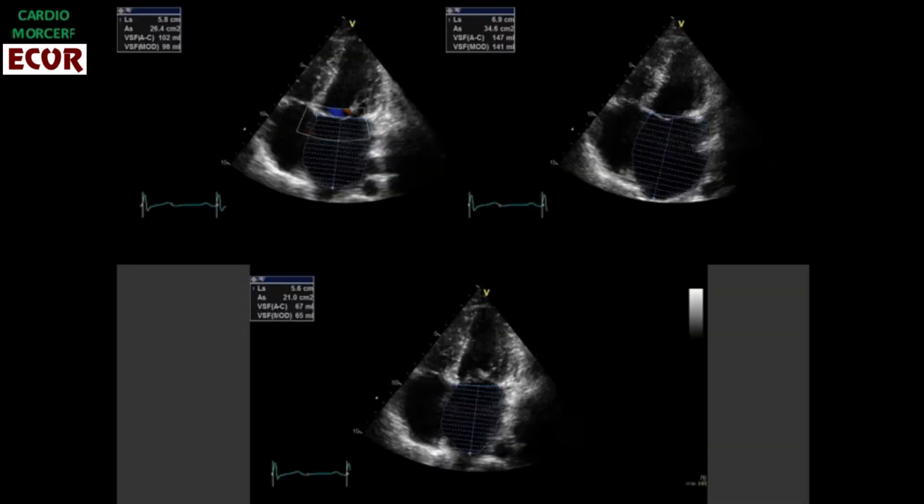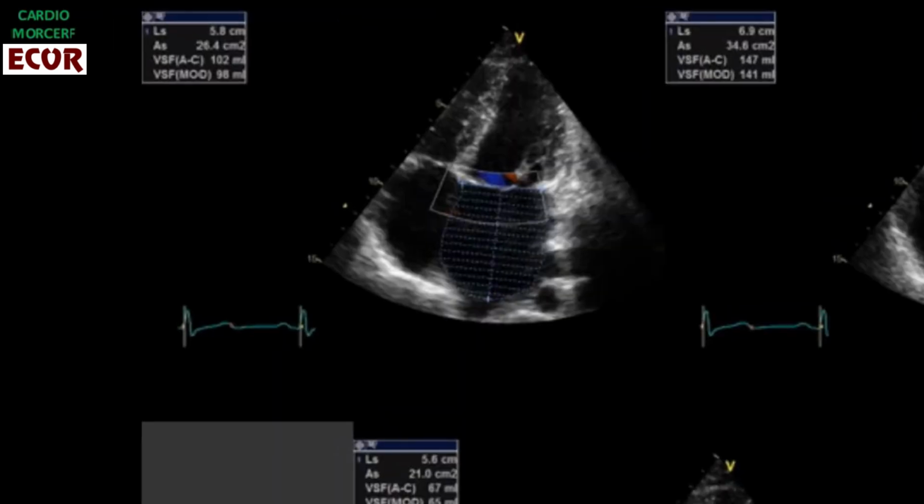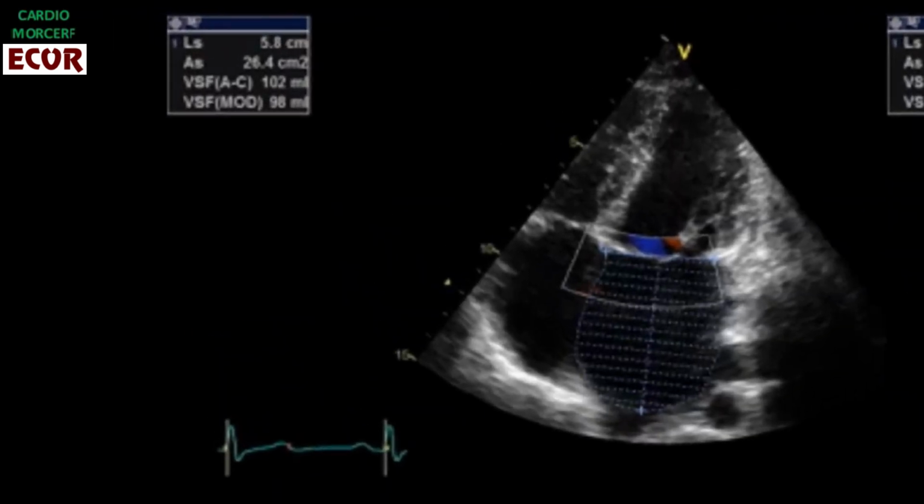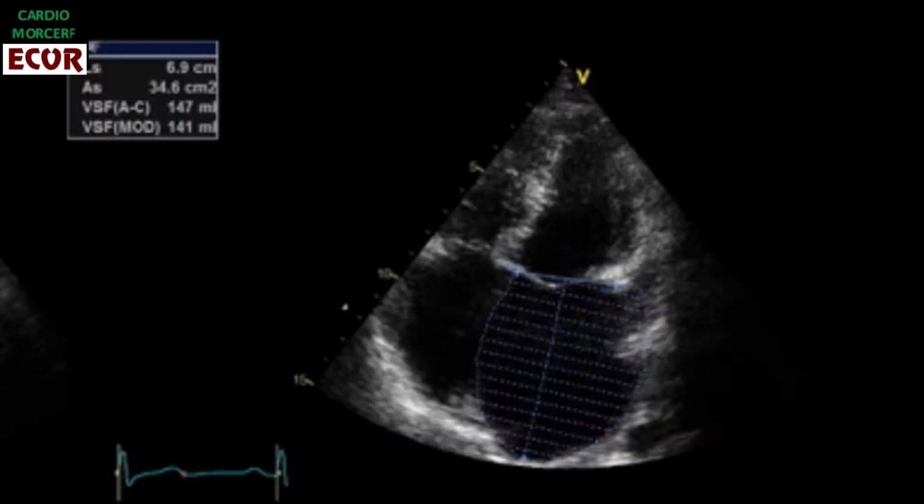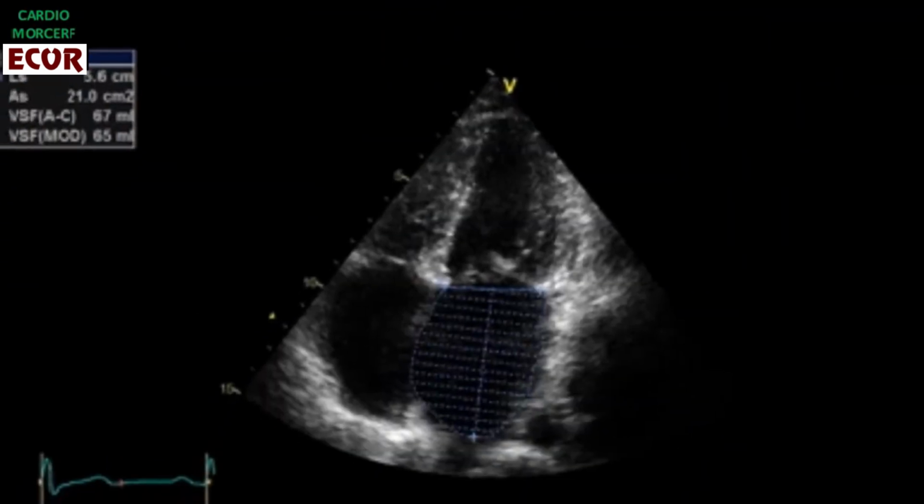The time of the measurement is also important, and hence the frame rate, since the difference in values from one frame to the immediately following one is too big. See that in the first frame at end systole, look at the movement by the QRS, the LA volume is 98 milliliters. The next frame shows a volume of 141 milliliters. And the next, when the valve starts to open, 65 milliliters.